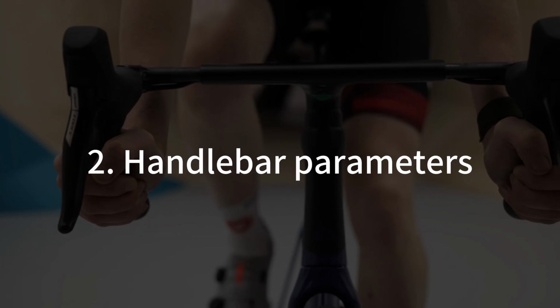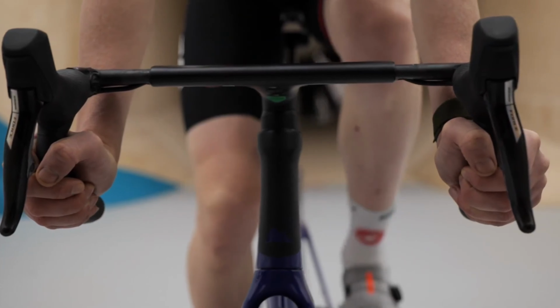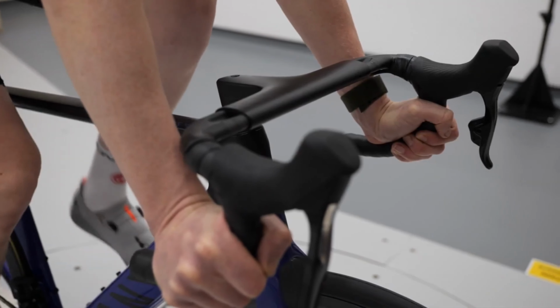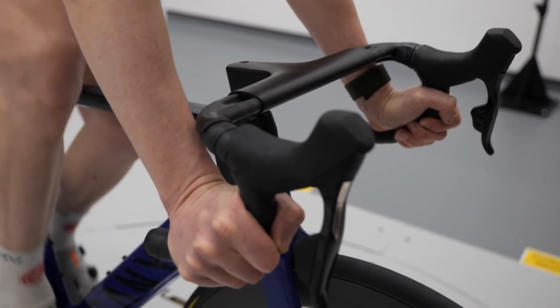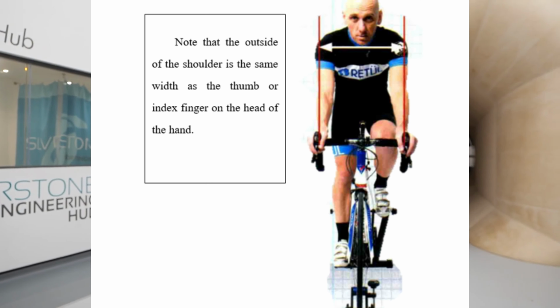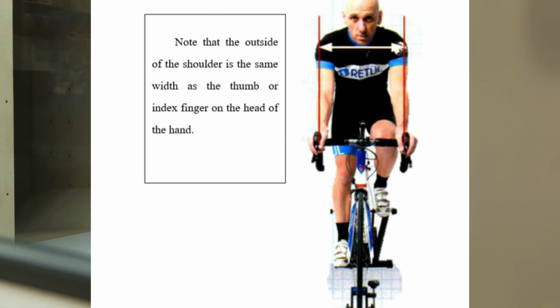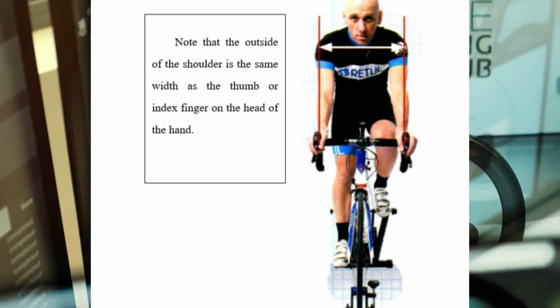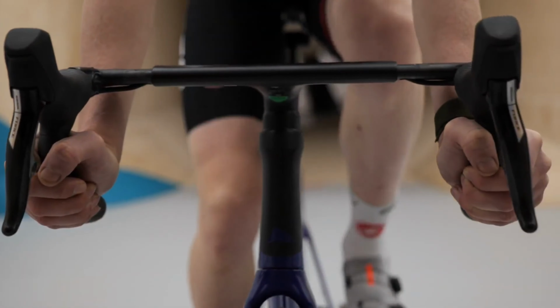Second, handlebar parameters. 1. Handlebar width. The width of the handlebars will affect the stress on the forearms, elbows, and triceps. Keeping the riding posture, make sure the outside of the shoulders and the thumb or index finger are at the same width. The handlebar width should be the same as that of the shoulders.